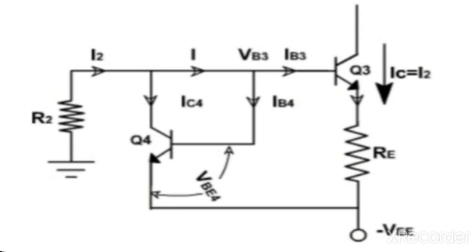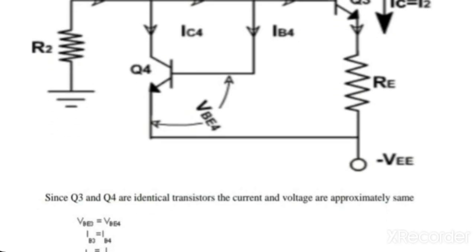From the circuit, we can see that current I2 is equal to IC4 plus I. Further, current I is equal to IB3 plus IB4. Since the two transistors are identical, current IB3 must be equal to current IB4. Hence, current I is equal to 2 IB4. Therefore, current I2 is equal to IC4 plus 2 IB4. We can write equations for these currents.